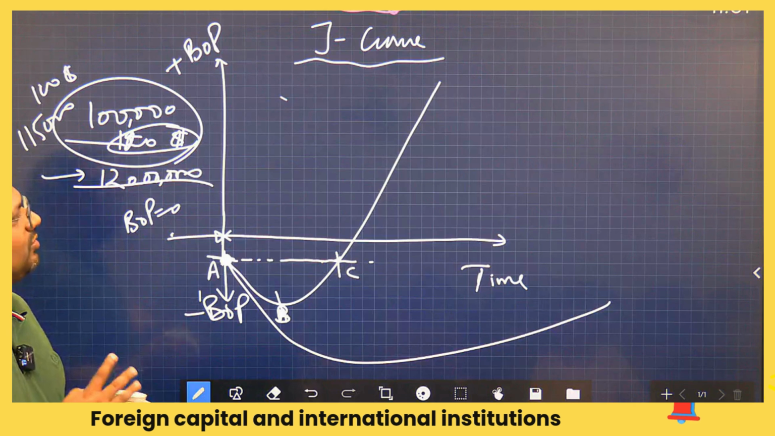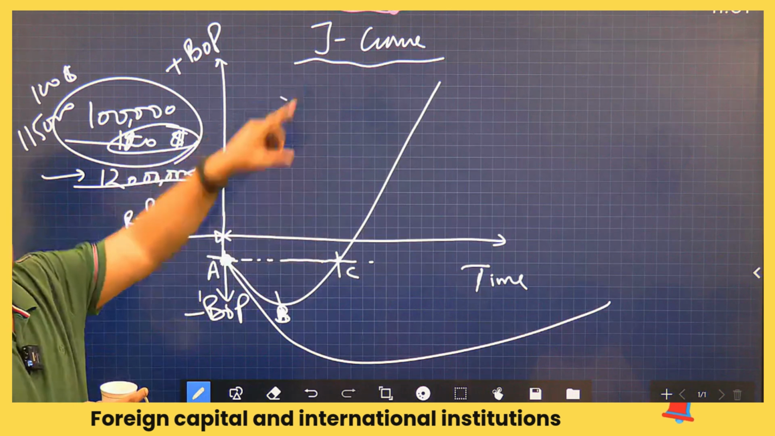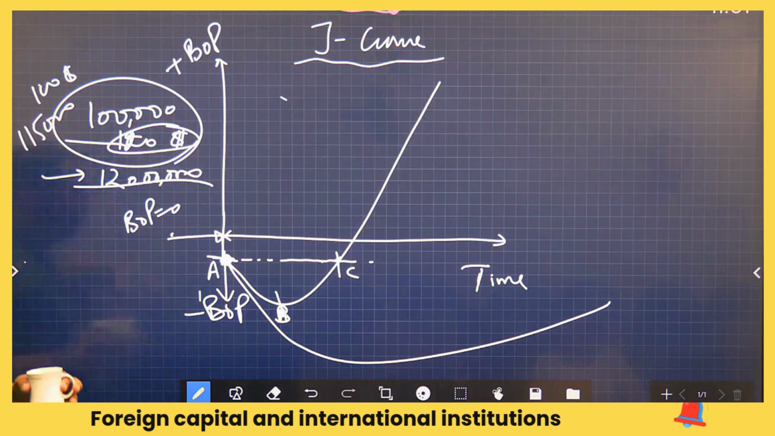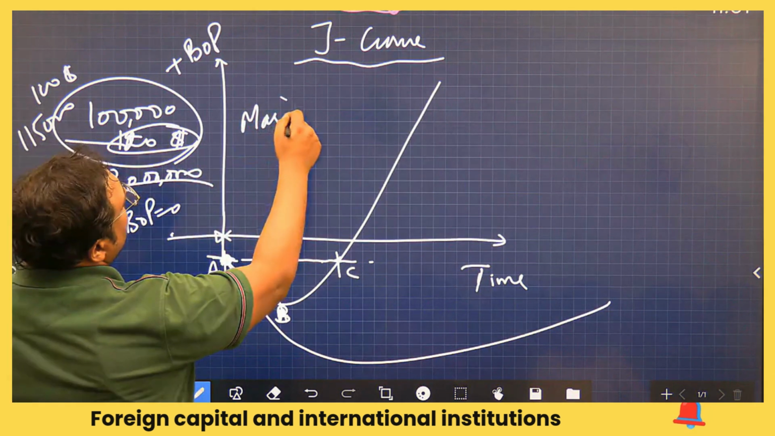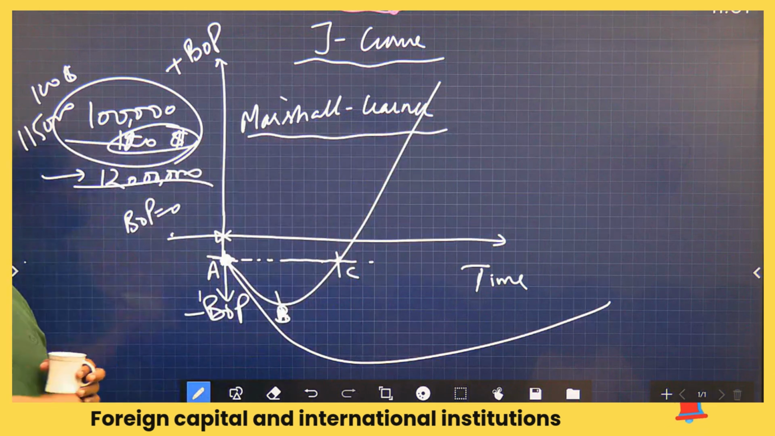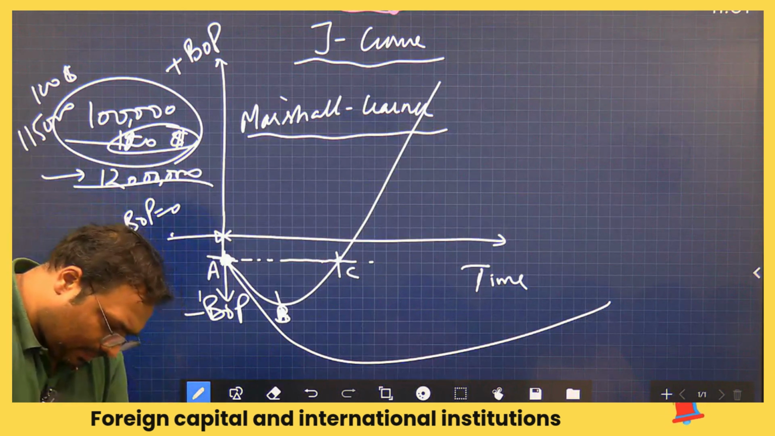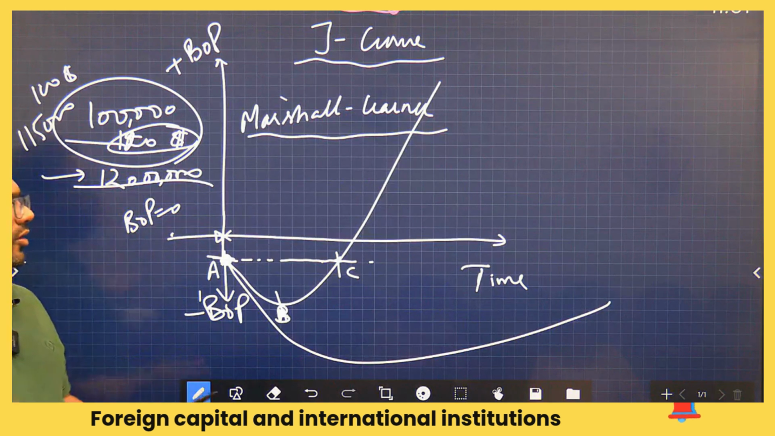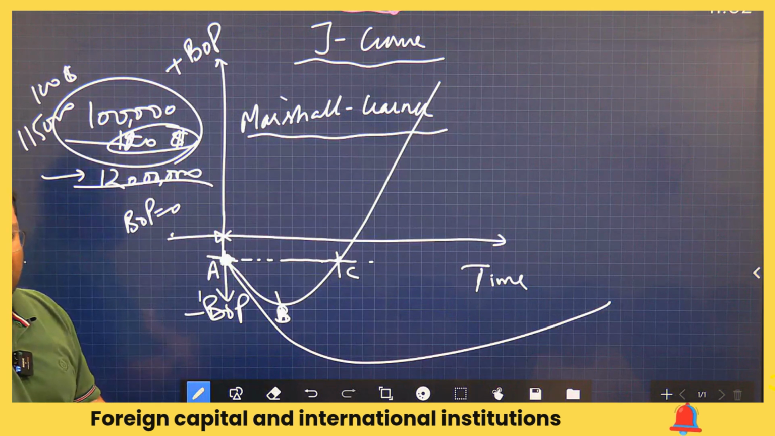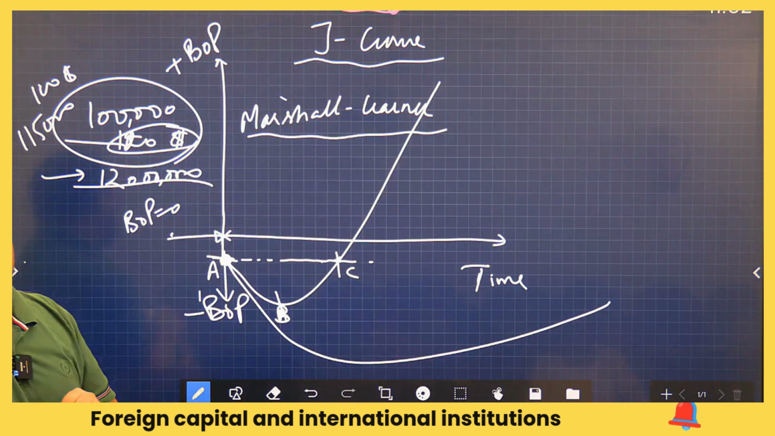Clear? So that is the J curve theory. Why we call it J curve, I think is clear. The shape, okay, that resembles the letter J. Right? One more term, Marshall-Lerner conditions. What is Marshall-Lerner condition? The same thing that we have discussed. Right? The elasticity criteria. In bracket, you can write the elasticity criteria. That is called Marshall-Lerner condition. So we have already discussed it.